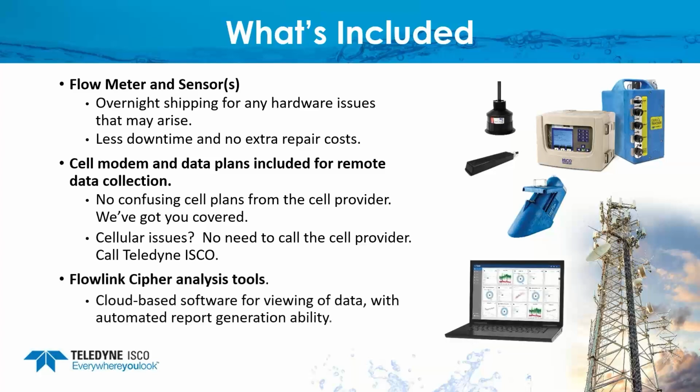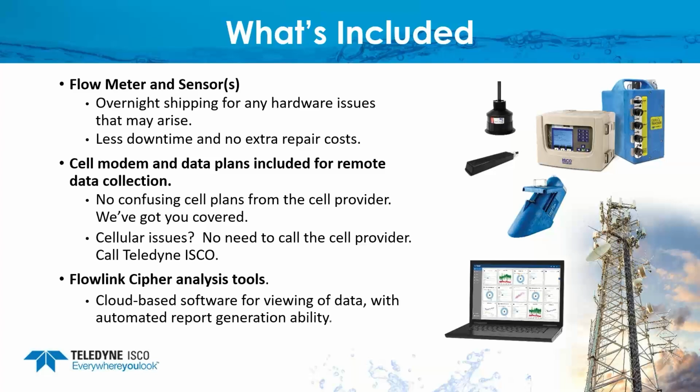Finally, we're also going to include your data analysis tools, via FlowLink Cipher. FlowLink Cipher is our cloud-based software. It allows you to view the data anywhere at any time, and you'll have the ability to get those end results right at your desk. When you're out in the field and have everything installed and ready to go, at the end of the day you log in and your data is there for you. Cipher also brings the ability to do automated reports. Whether you want to do manual reports on the fly on the data you have, we can also generate automated reports. I'm going to show some of those features when we talk about FlowLink Cipher later in the presentation.